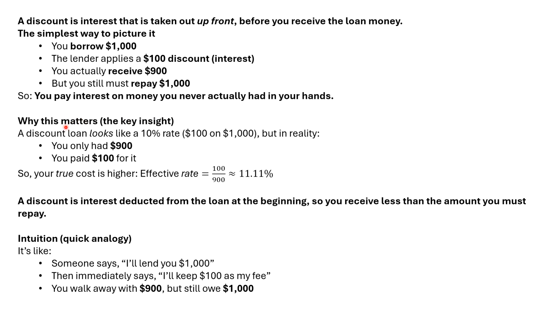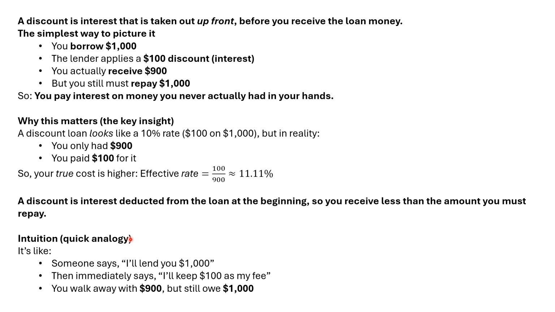Why it matters, the key insight. A discount looks like a 10% rate, $100 on $1,000, but in reality, you're only given $900 and you paid $100 for it. So the effective rate is 100 divided by 900. So it's actually 11.11%. A discount, this is just another way of stating it here. A discount is interest deducted from the loan at the beginning, so you receive less than the amount you must repay.